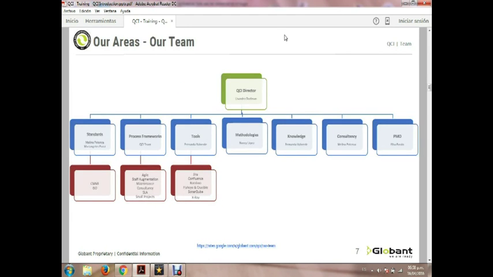Lisandro Dorfman is the manager of QCI area. Internally, there are different sub-areas to identify different subjects and their leaders. The sub-areas are standards related to CMMI and ISO 9001, process frameworks, tools, methodologies, knowledge, consulting, and PMO.